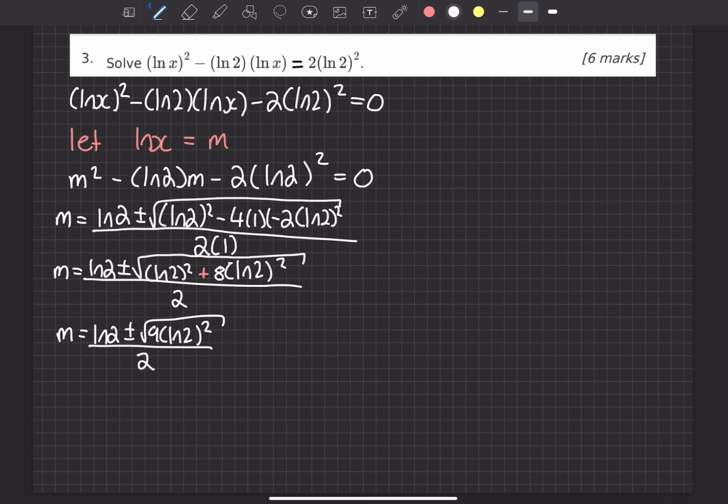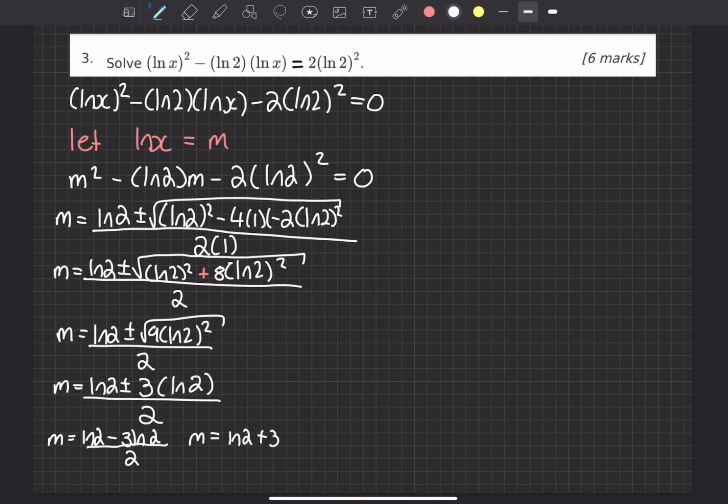And this 9 ln of 2 squared, we can actually square root that. So this m now becomes ln of 2 plus or minus square root of 9 is 3, and square root of ln 2 squared is just ln of 2, right? And this stays over 2. And now again, it's plus or minus, so it's either m equals ln of 2 minus 3 ln of 2 over 2, or m equals ln of 2 plus 3 ln of 2 over 2, right?